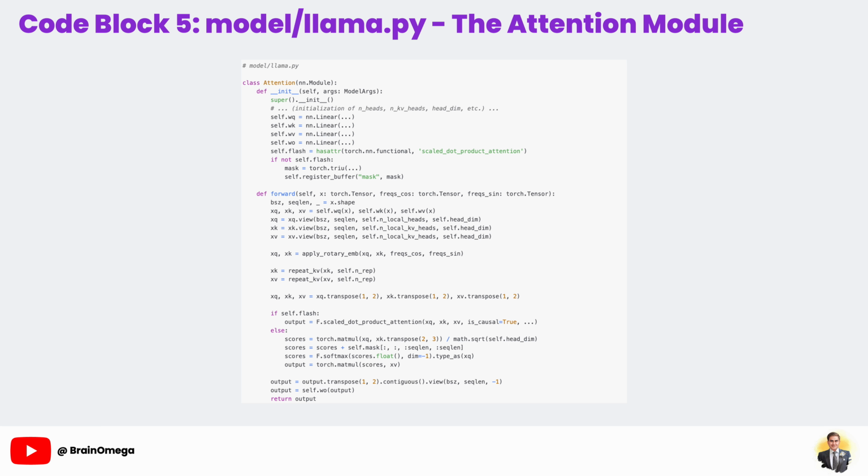After transposing the tensors to prepare for matrix multiplication, we finally calculate the attention. If flash attention is available, we use the single, highly optimized scaled_dot_product_attention function, simply setting is_causal equals True. If not, we perform the manual attention calculation. Matrix multiply Q and K transposed, scale, add the mask, apply softmax, and multiply by V. Finally, we reshape the output tensor back and pass it through our final output projection layer, WO, to get the result of this attention block.